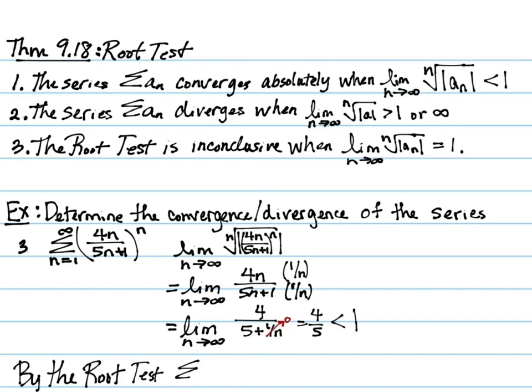By the root test, the summation from n equal 1 to infinity of (4n over 5n plus 1) to the power of n converges absolutely.